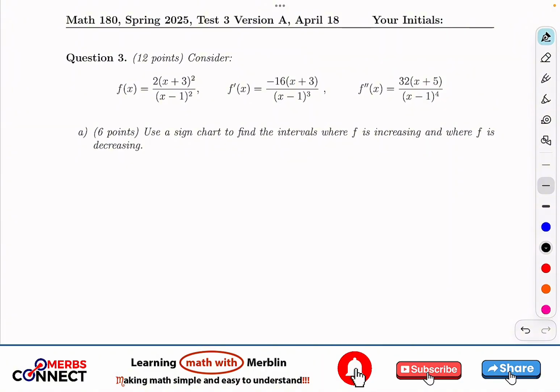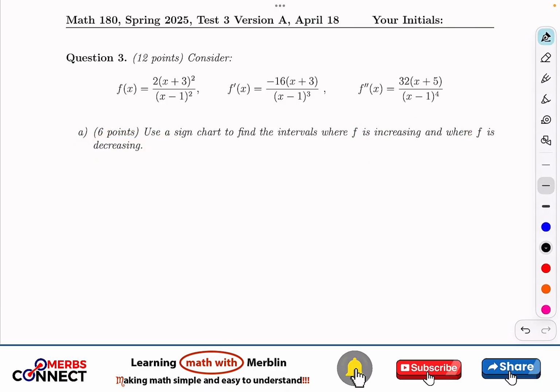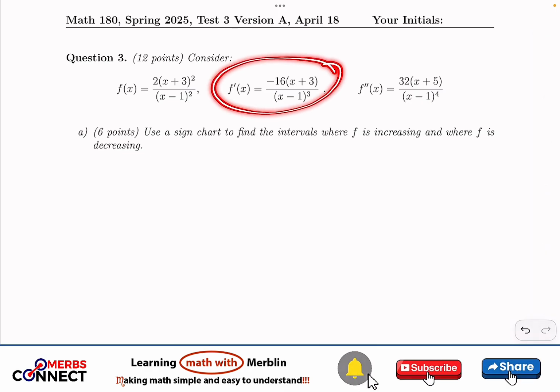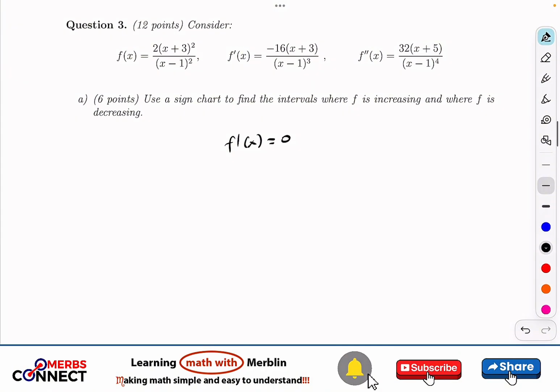In question 3, we want to use a sign chart to find increasing and decreasing. For us to draw the sign chart, we need f prime. Fortunately for us, f prime is here. And after f prime, we need the critical point. So now let's pick the critical point. A critical point is when f prime is equal to 0. So it means that minus 16 times x plus 3, divided by x minus 1 to the power 3, should be 0. Now this is what we need to think about.